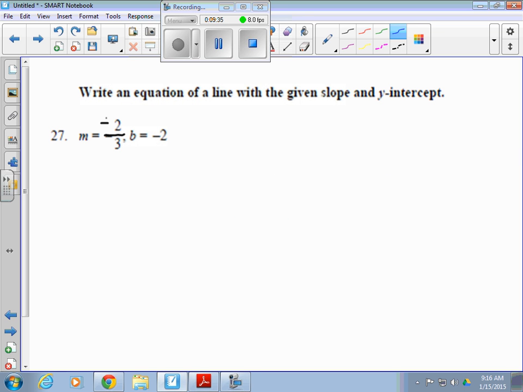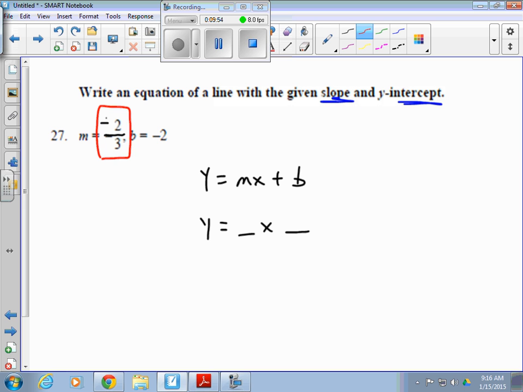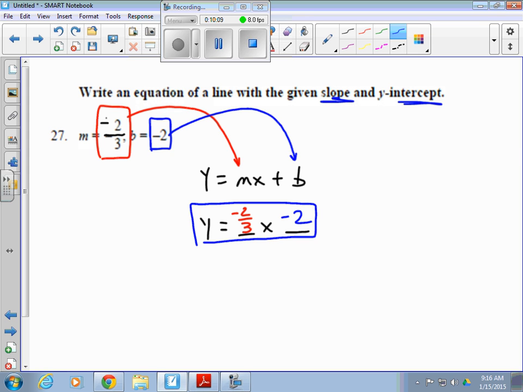Write an equation with the given slope and y-intercept. What gives us a slope and a y-intercept. So write it in y equals mx plus b form. So y equals something times x plus something. We're going to plug in m. It's already given to us, nice and neat right here. We're going to plug that in place of m, negative 2/3 x plus b, that's nice and neatly given to us right here, in place of the y-intercept, minus 2. Negative 2/3 x minus 2.